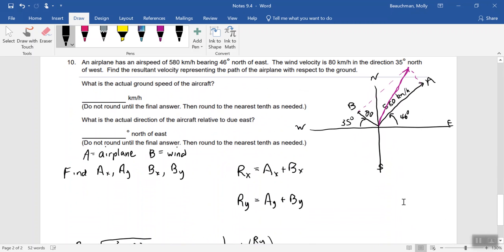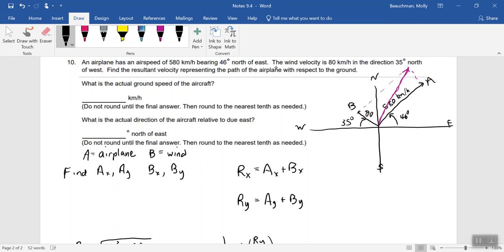An airplane has an airspeed of 580 kilometers per hour, bearing 46 degrees north of east. So I've drawn airplane vector A, 46 degrees north of east. So draw your north, south, east, west. So that vector is 580 kilometers per hour. So that vector is 580 magnitude.